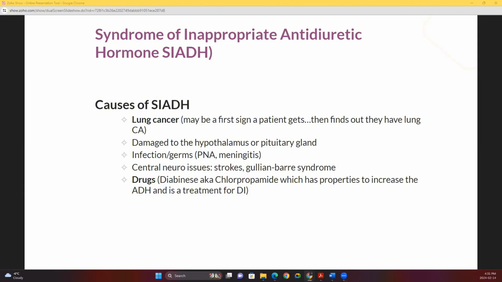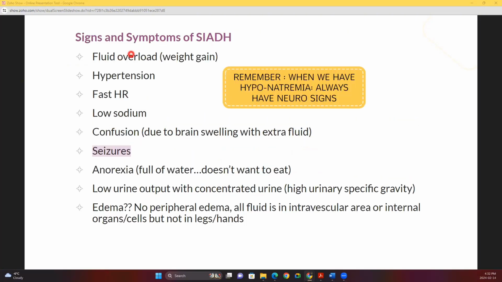And now the patient is super full of fluid inside the body. So that is one of the reasons that the patient doesn't feel hungry all the time. He's having anorexia. All right. What is happening with the urine output for this super increased ADH? Decreased urine output. Concentrated urine. All right, very good. Fluid overload, hypertension, fast heart rate, low sodium, confusion, seizures, anorexia, low urine output with concentrated urine, which means specific gravity is high or osmolarity is high.